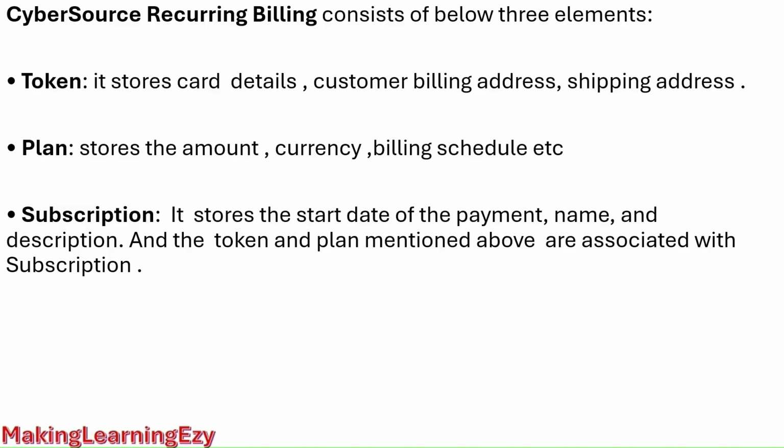This is very much important from the implementation point of view. CyberSource recurring billing consists of the below three elements: token, plan, and the subscription. Token stores the card details, customer billing address, and shipping address. Plan stores the amount, currency, and the billing schedule. Subscription stores the start date of the payment, name of the subscription, and description of the subscription. Token and the plan mentioned above are associated with the subscription. So these are the three elements which are important to understand. In some time we will see the demo, so these three things will be more clear.